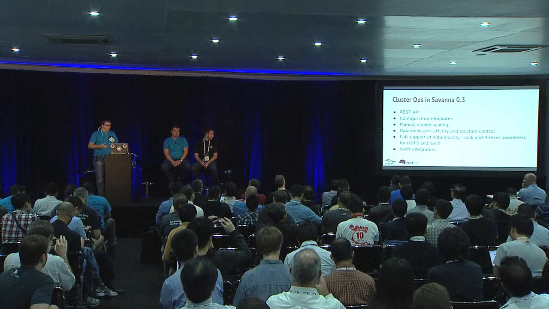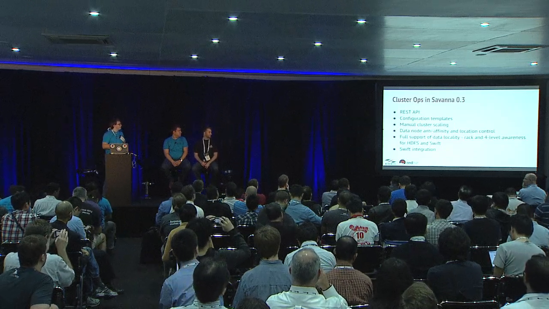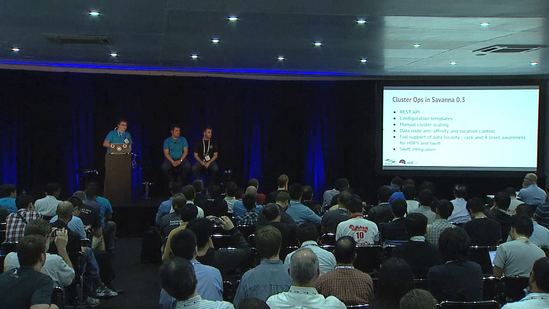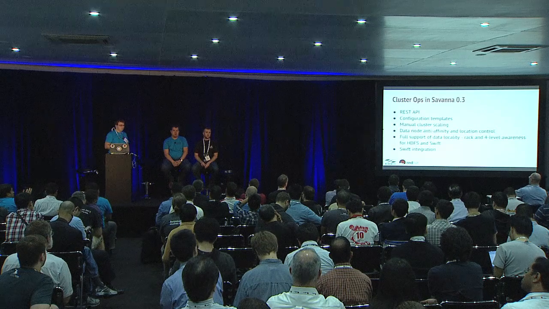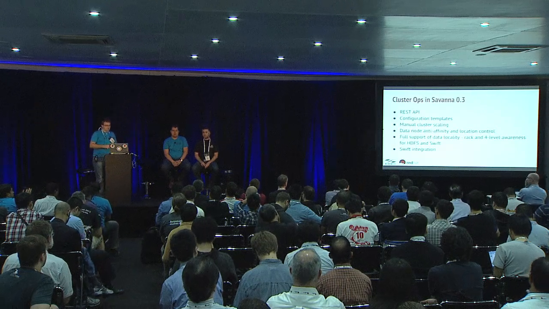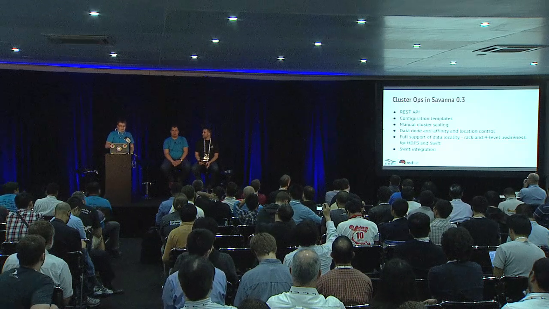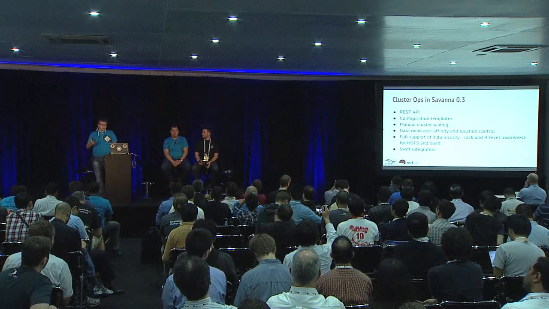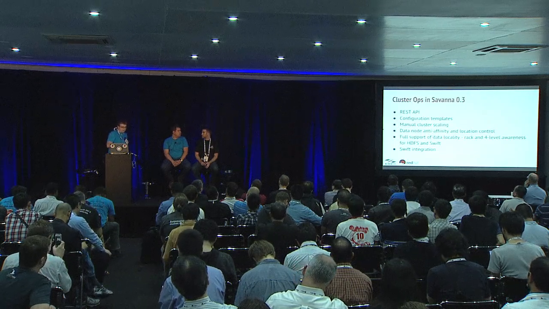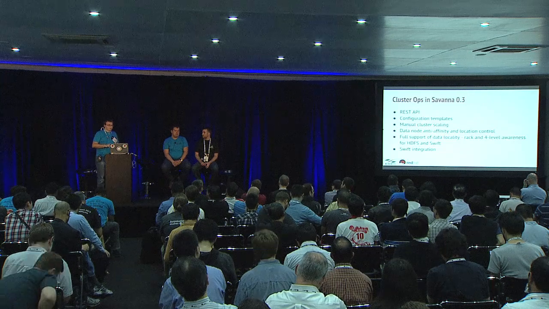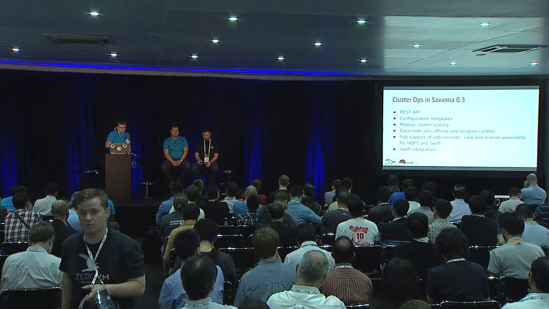The next point is really cool. We support manual cluster scaling. You can use the REST API or our dashboard to add or remove nodes in an existing cluster. You can add new types of nodes. If you need more storage nodes or more computation nodes, you can just do it. You can also remove some existing nodes, and in the case of removing data nodes, decommissioning will be done automatically.